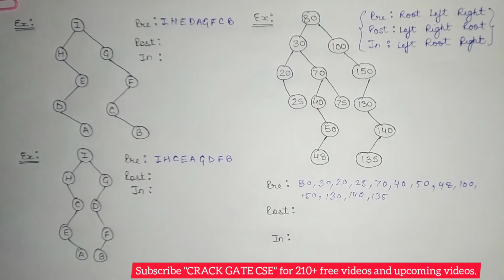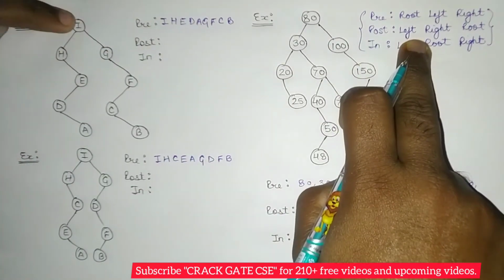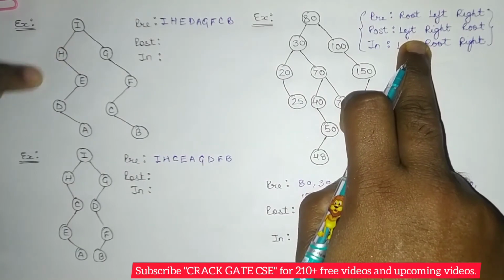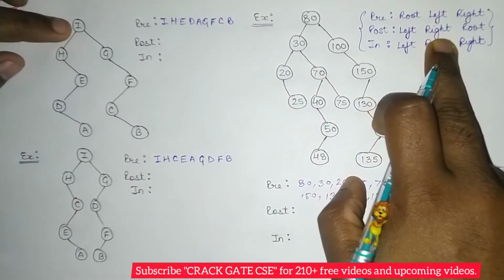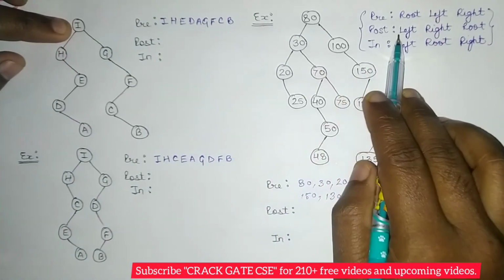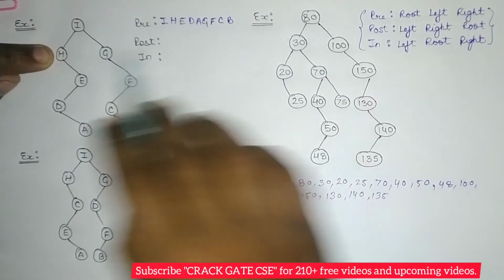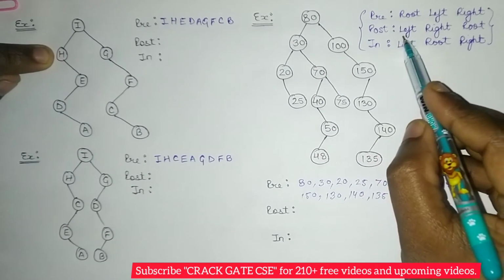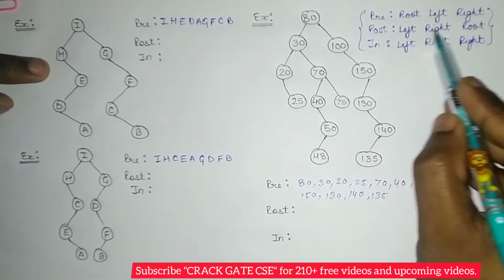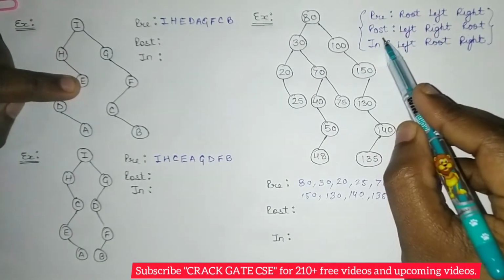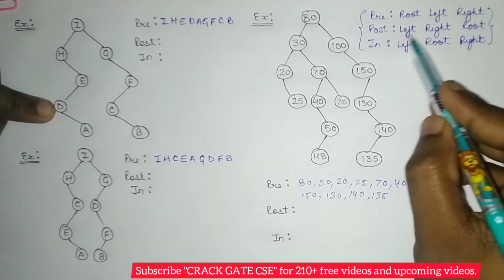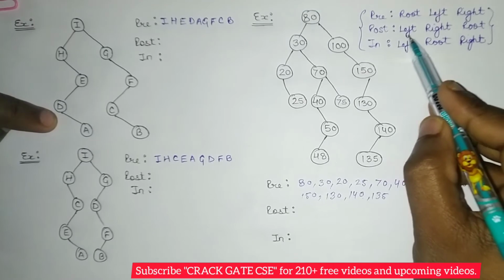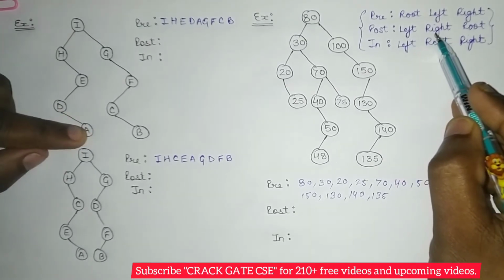How? Let's see. In post order, go left. If there is no left, then go right. So keep on doing this. For I, start with this. Go left, came on to the edge, there is a new node. So again check left is there, no left, so move on to the right. Again it is a new node, so check left is there, yes left is there. Again it is a new node, check left is there, no left is here, so move on to the right. So we moved on to the right.